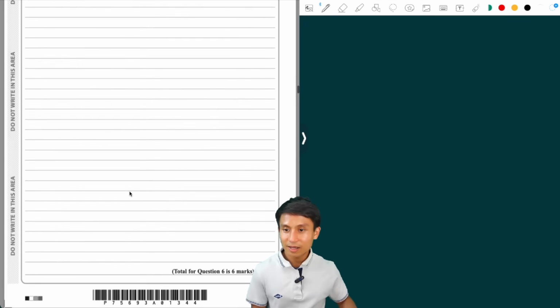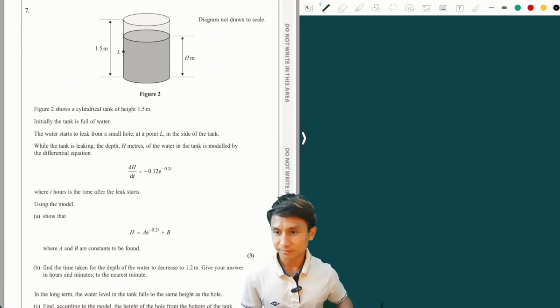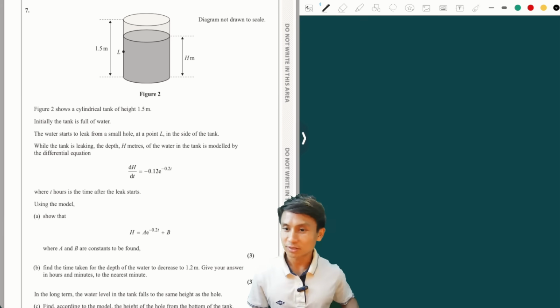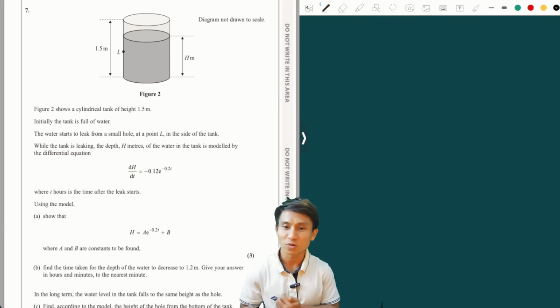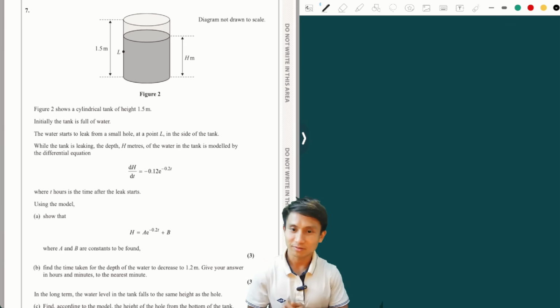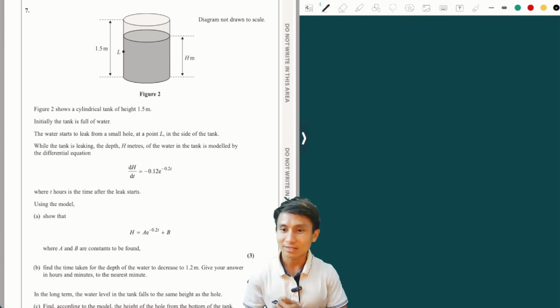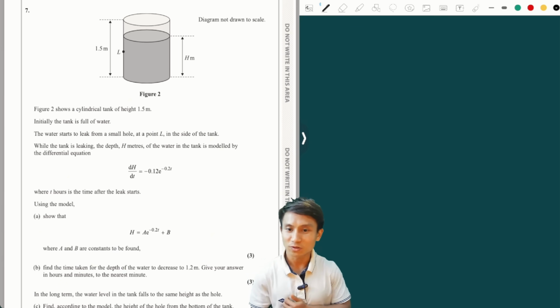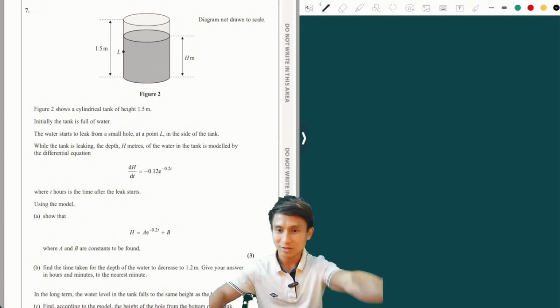Okay, and then question 7. Figure 2 shows a cylindrical tank of height 1.5 meters. Initially, the tank is full of water. The water starts to leak from the small hole at the point L inside of the tank. While the tank is leaking, the depth h meters of the water in the tank is modeled by the differential equation.